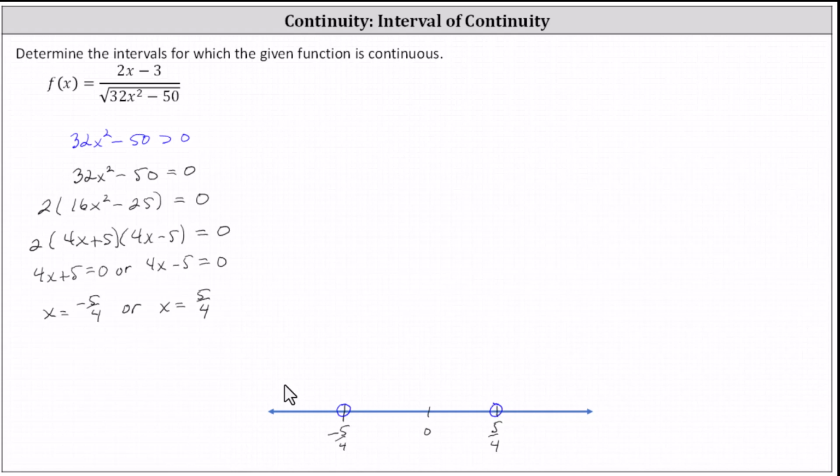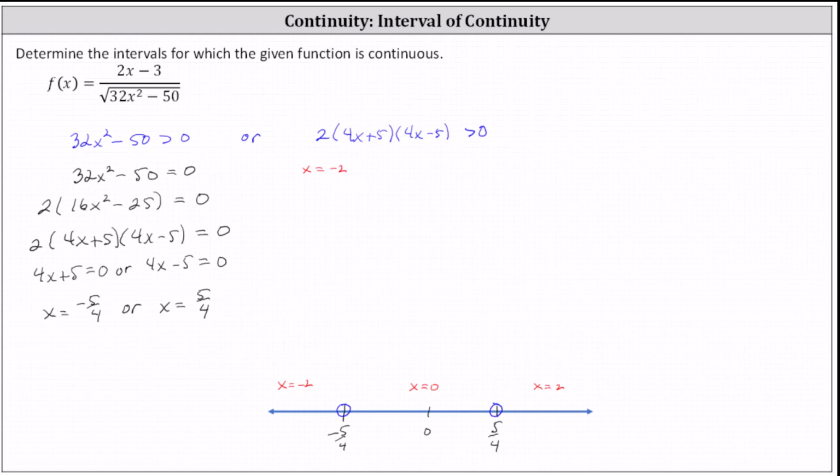For the test values on the left, let's use x equals negative 2. In the middle, we'll use x equals 0. On the right, we'll use x equals 2. Now we can sub these x values into the original inequality of 32x squared minus 50 greater than 0, or if we want, we could use the factored form of 32x squared minus 50, which is 2 times the quantity 4x plus 5 times the quantity 4x minus 5 greater than 0.